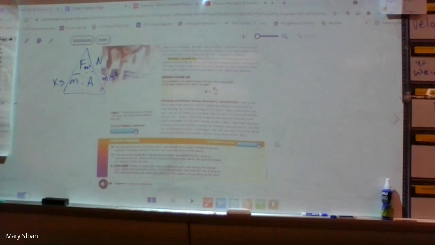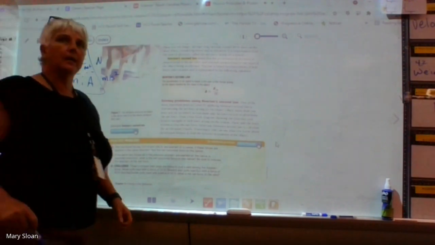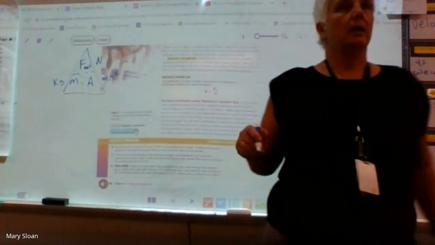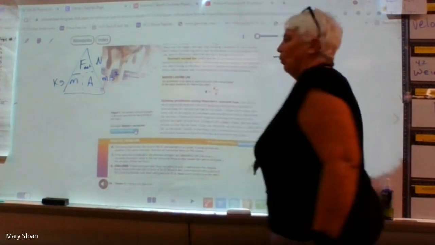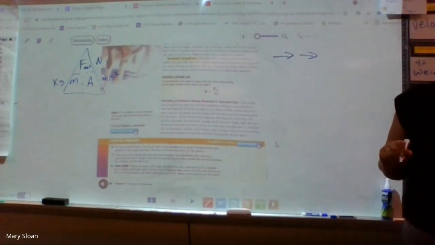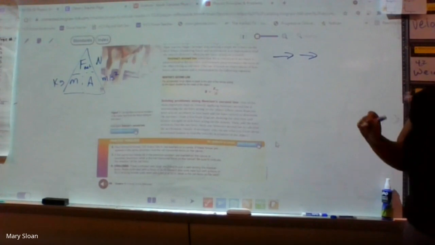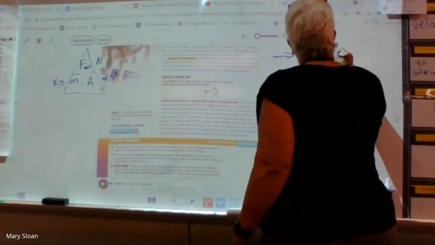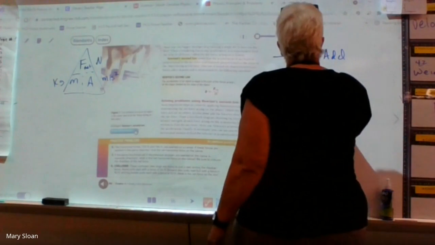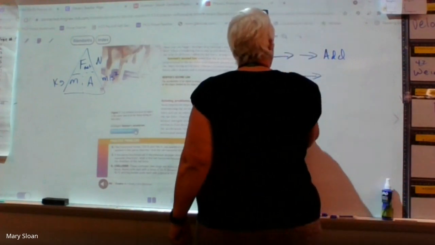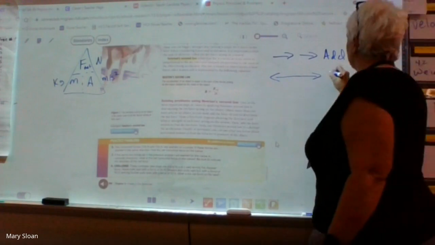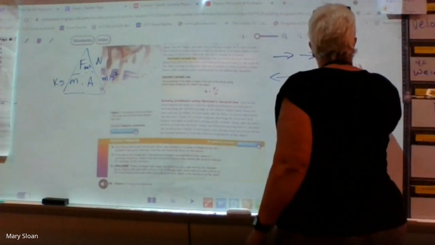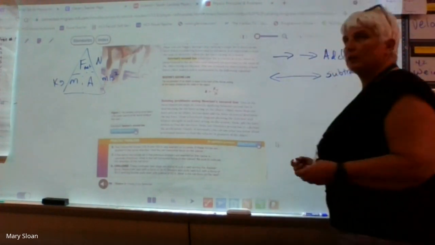Figure 7. The net force acting on an object is the vector sum of all the forces acting on that object. Okay, so when we're talking about vectors, if the vectors are going in the same direction, what do we do with those vectors? Add them together. Okay? If the vectors are going in opposite directions, what do we do? Subtract. Everybody good so far?